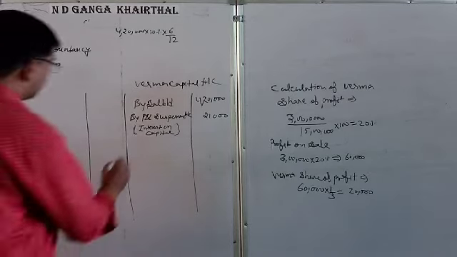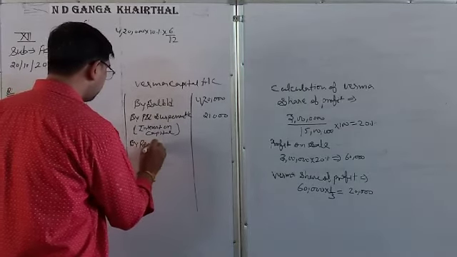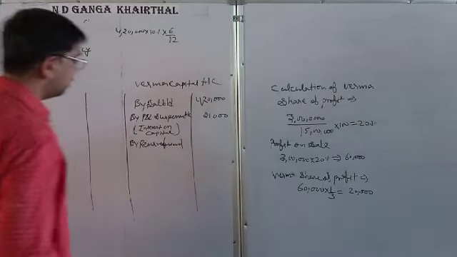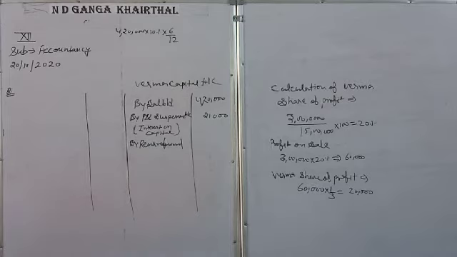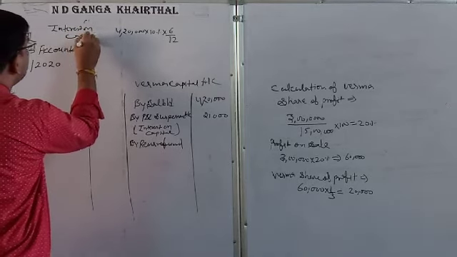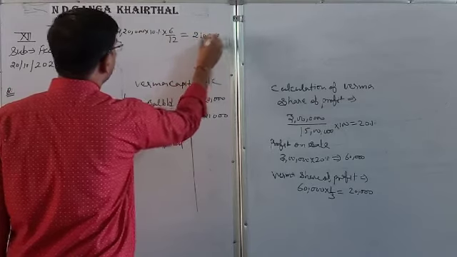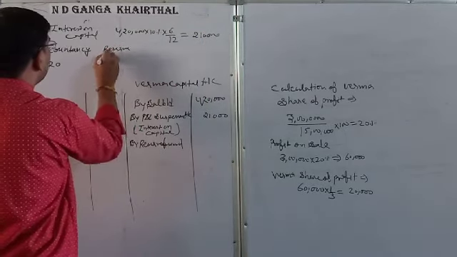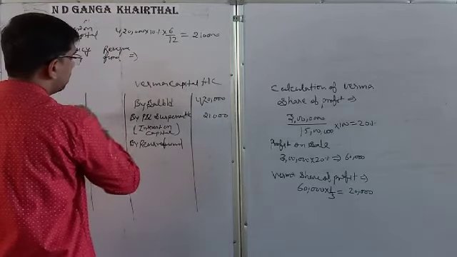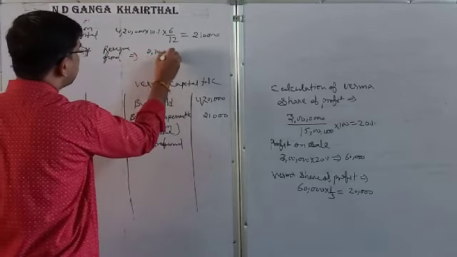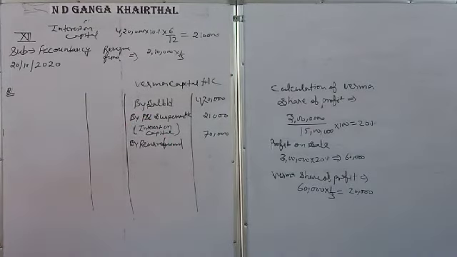Reserve fund. So in this point, 2,10,000 is the balance of the reserve fund into 1/3. So reserve fund equals 2,10,000 upon 1:3, so 70,000 rupees. Clear? Yes or no?